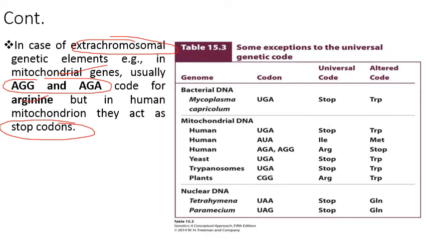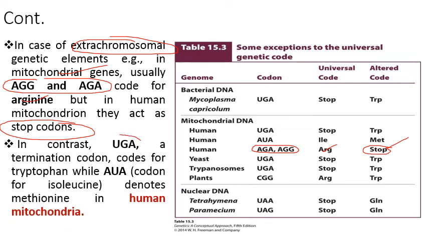Here in case of mitochondria, AGA and AGG, both normally code for arginine, but in case of mitochondria they act as stop codons. In contrast, UGA, which is a termination codon, codes for tryptophan. In mitochondria, UGA is normally a stop codon, but it codes for tryptophan, while AUA normally codes for isoleucine, but here in human mitochondria it codes for methionine. So these are some exceptions in case of this universal genetic code.